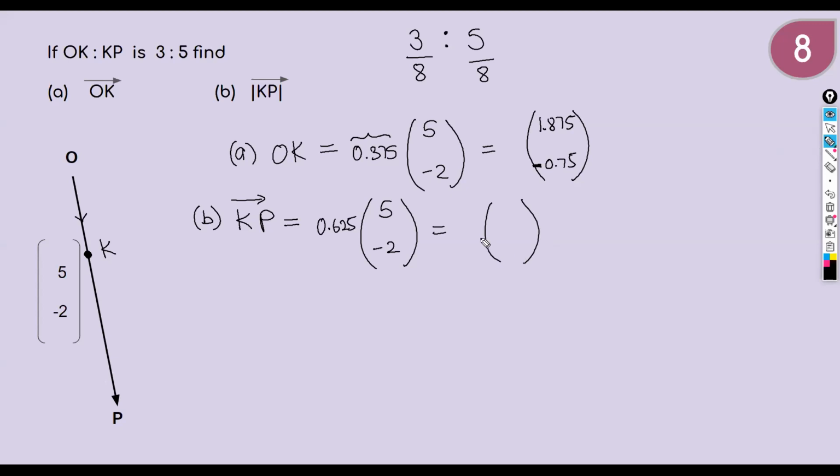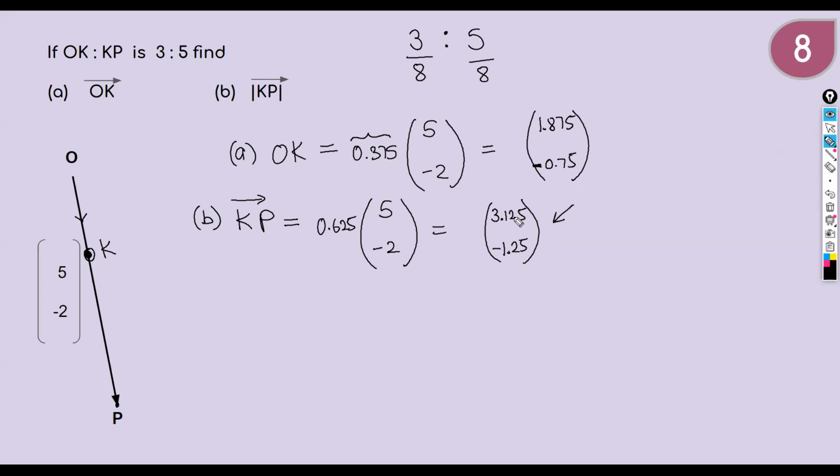0.625 multiplied by 5 is 3.125. And 0.625 multiplied by minus 2 is minus 1.25. So we're good there, right? But are we finished with the question? What do you all think? The value from K to P is this, but we are far from finished, okay?